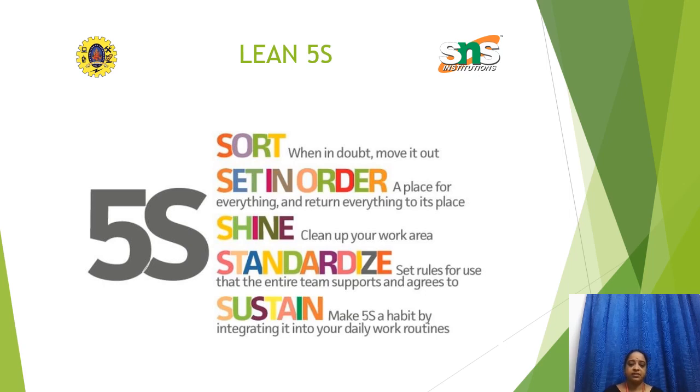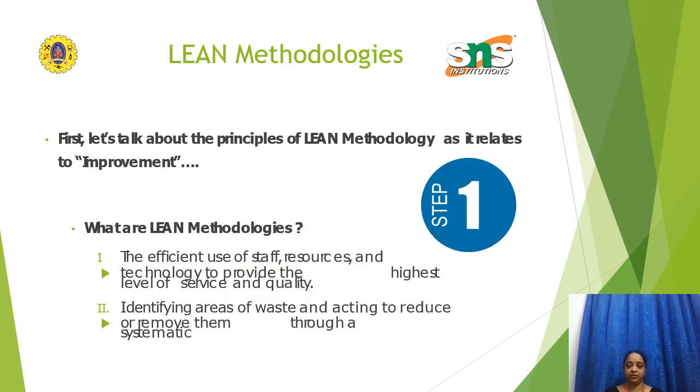So this is Lean 5S: sort, set in order, shine, standardize, and sustain. We all know sort is when in doubt, move it out. Set in order means a place for everything and return everything to its place. So everything should have a correct place to keep. Shine is clean up your work area. Standardize is set rules for use that the entire team supports and agrees to. And sustain is make 5S a habit, sustainability, by integrating it into our daily work routines.